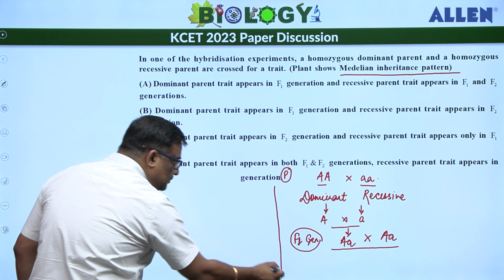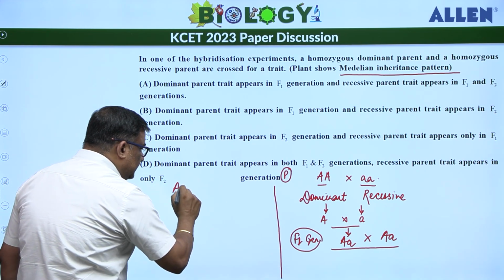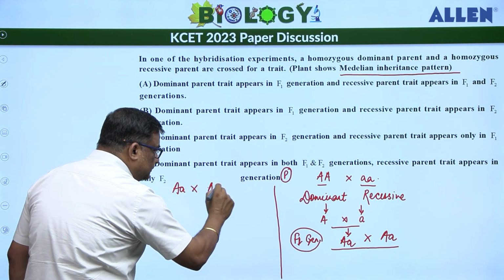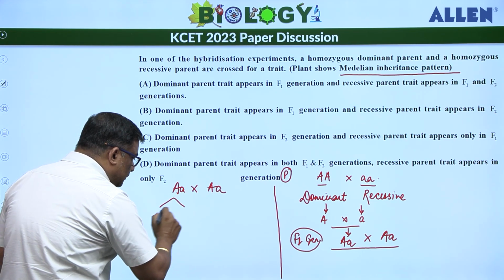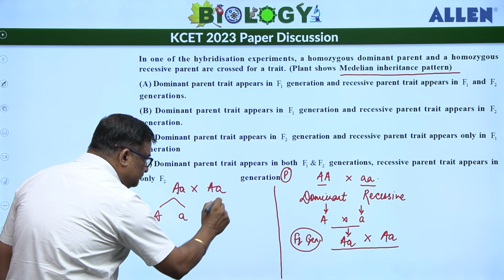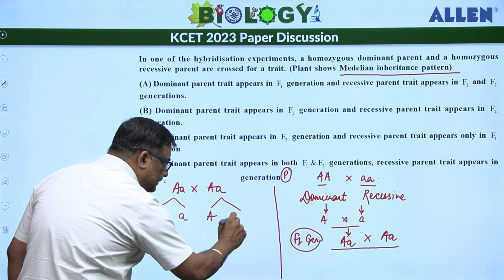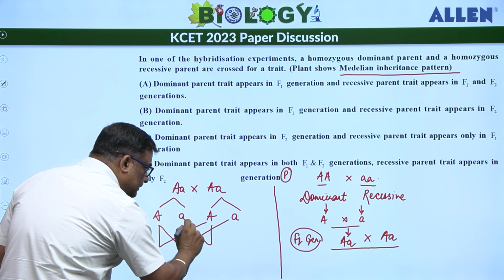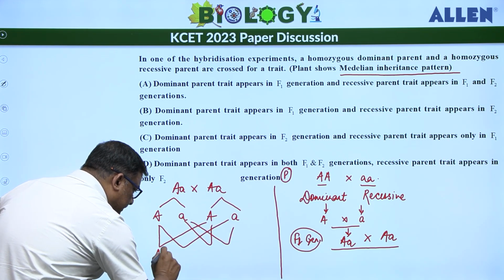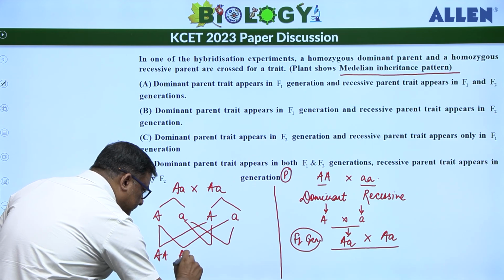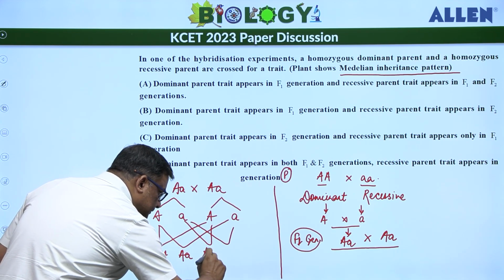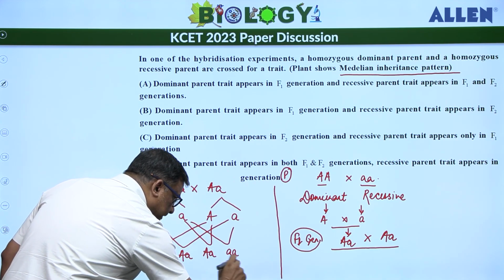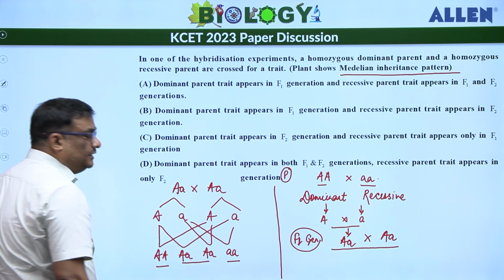Now when you go with this cross, capital A small a is crossed with capital A small a. Two gametes are possible here, capital A, small a. Two gametes are possible here, capital A, small a. This can go with this, this can go with this, this can go with this, this can go with this. Capital A capital A, capital A small a, capital A small a, small a small a. You can see here a 3:1 ratio.